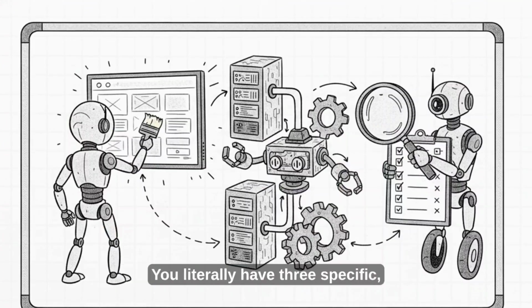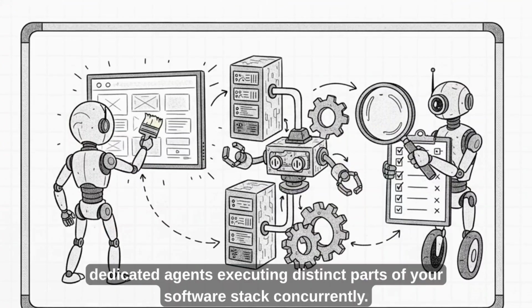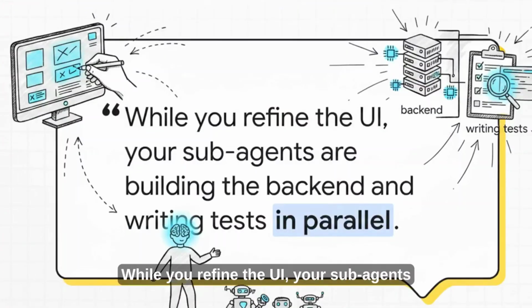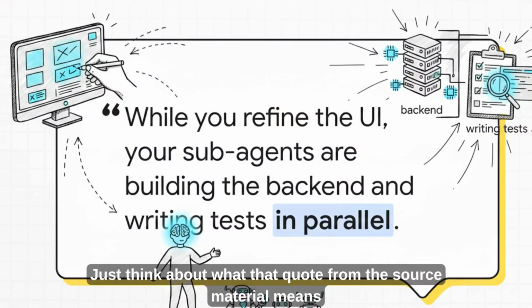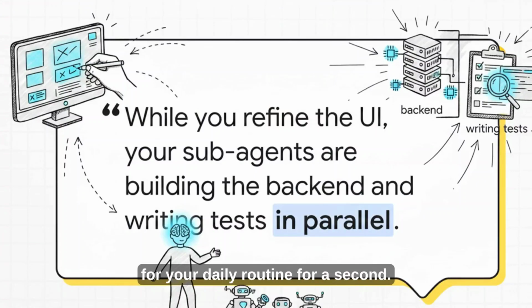You literally have 3 specific, dedicated agents executing distinct parts of your software stack concurrently. While you refine the UI, your sub-agents are building the backend and writing tests in parallel. Just think about what that quote from the source material means for your daily routine for a second.